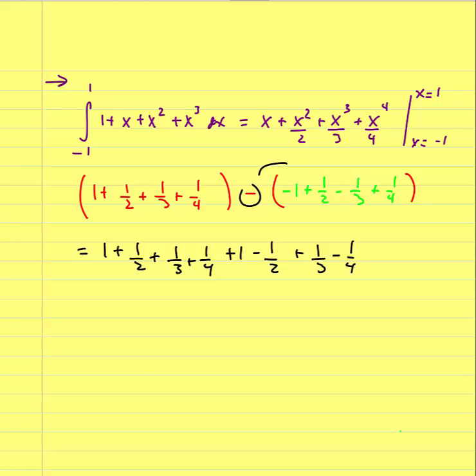So one of the reasons I didn't find our common denominator right away is I was kind of hoping some things would cancel, and some things do. So the halves cancel and the fourths cancel. So what I'm left with here is 1 plus 1 is 2. 2 plus 1/3 is going to be 2 plus 2/3, which would be 6 plus 2 over 3, 8/3.